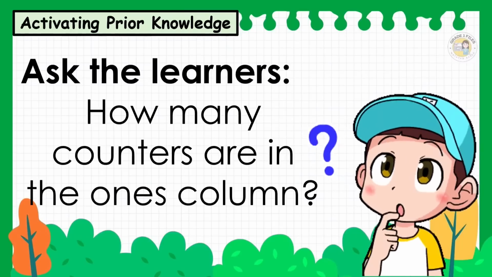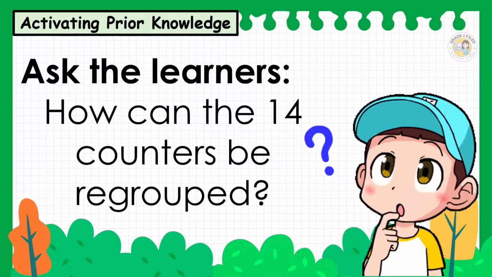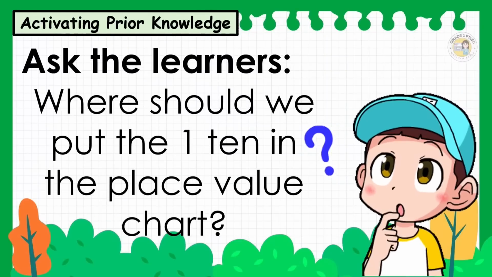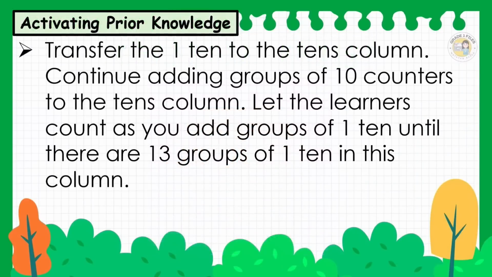How many counters are in the ones column? How can the 14 counters be regrouped? Where should we put the 10 in the place value chart? Transfer the 10 to the tens column. Continue adding groups of 10 counters to the tens column. Let the learners count as you add groups of 10 until there are 13 groups of 10 in this column.